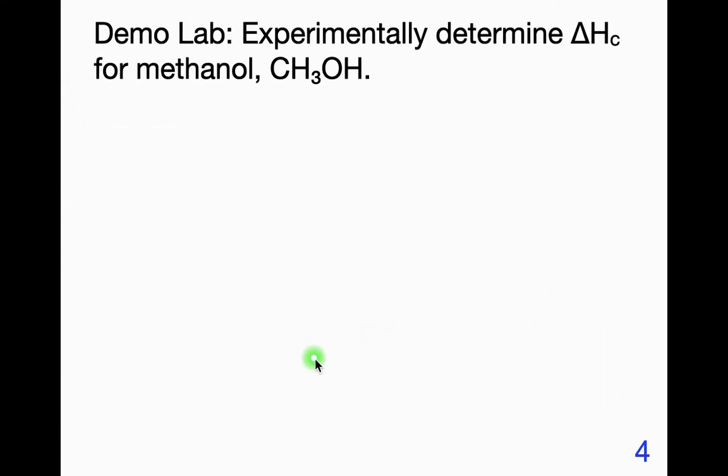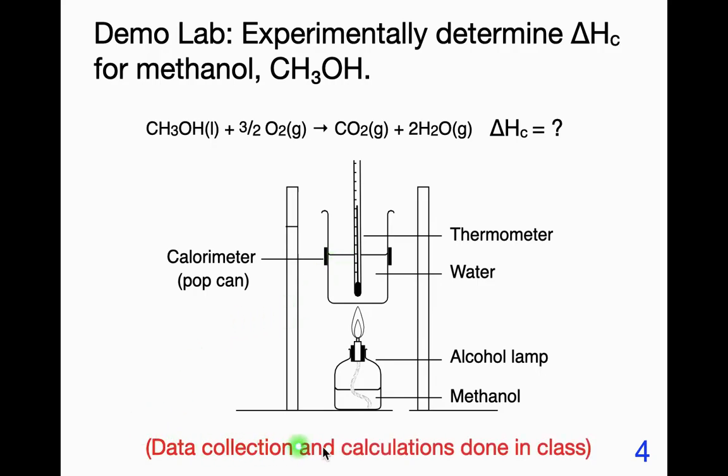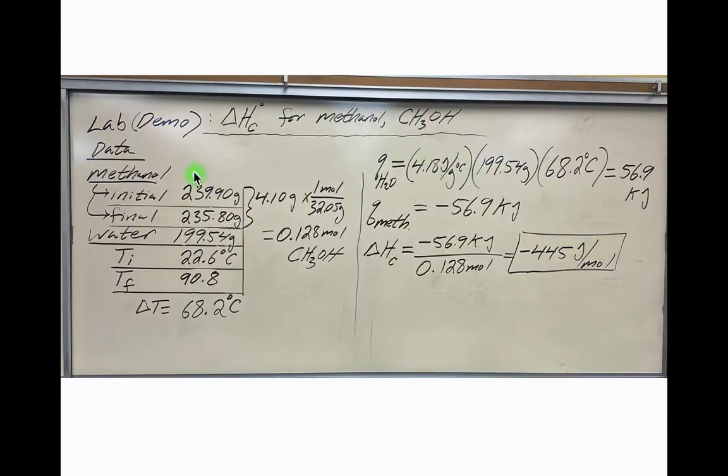Okay, I did a lab demo where I burnt methanol and then used calorimetry to calculate the amount of heat that was released by the methanol. So this was the setup. I used a pop can with water in it and an alcohol burner that had methanol in it, and then measured the change in temperature of the water. The data collection and calculations were done in class, and this is a picture of one of the periods' data that we collected. So in the alcohol burner, I took the mass beforehand, 239.90 grams.